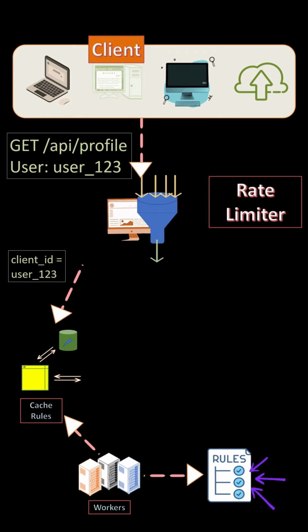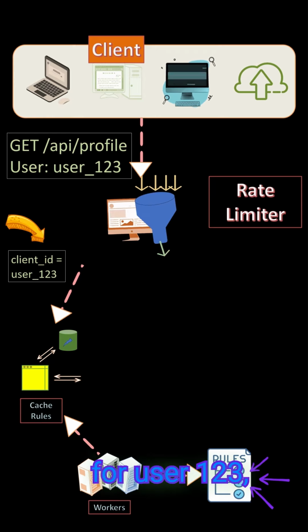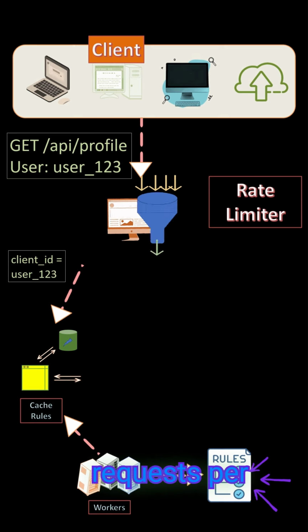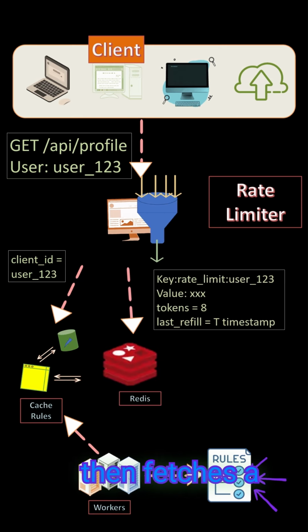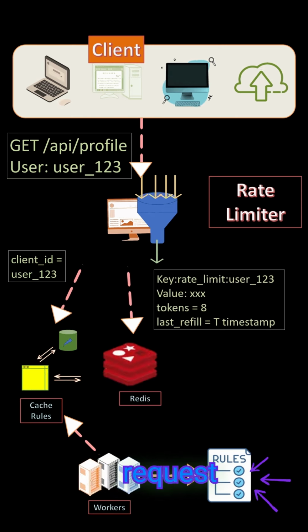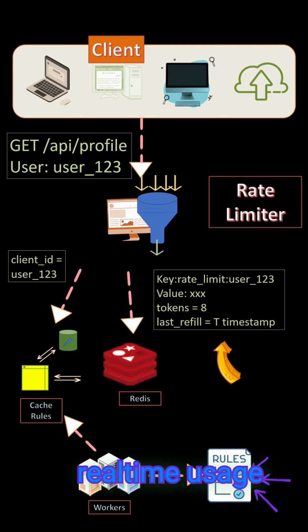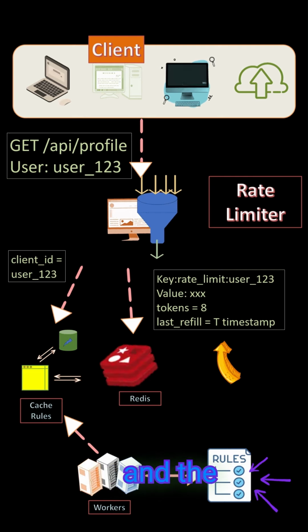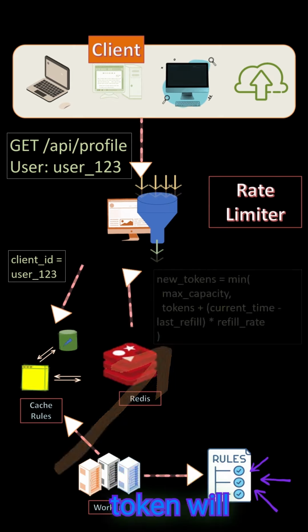For example, the middleware retrieves the rule for user 123 allowing 10 requests per second. The middleware then fetches the request counter and the last request timestamp from Redis, which stores real-time usage data. It retrieves the token count and the timestamp from Redis. The refill token will look like this.